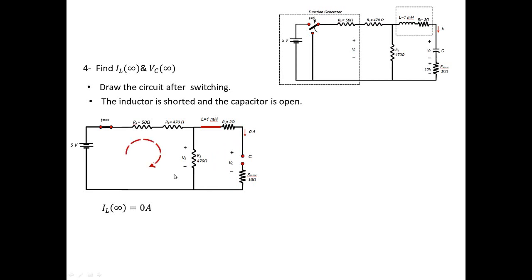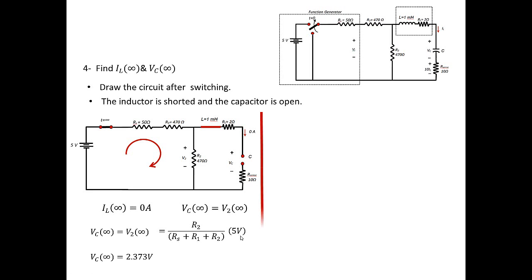That means that the current will circulate within the first mesh, and we can apply the voltage divider to find V2, which is basically VC. So we can say that VC at infinity will equal V2 at infinity, and VC at infinity, using the voltage divider, will be R2 over RS plus R1 plus R2 times the 5 volts, which is 2.373 volts. Now that we found the voltage across the capacitor at infinity and the current through the inductor at infinity, we can plug in those values to solve for the coefficients.